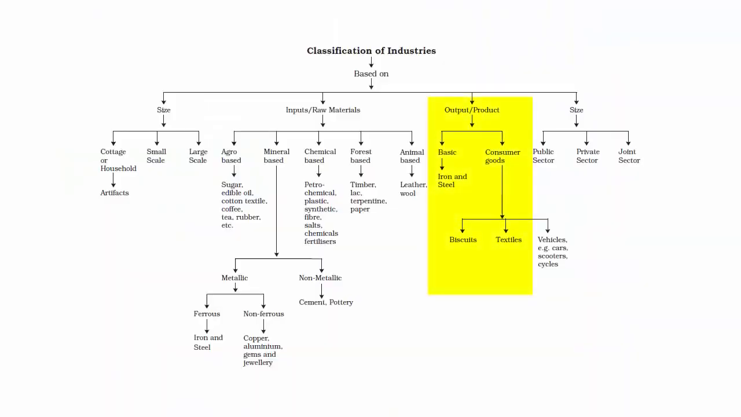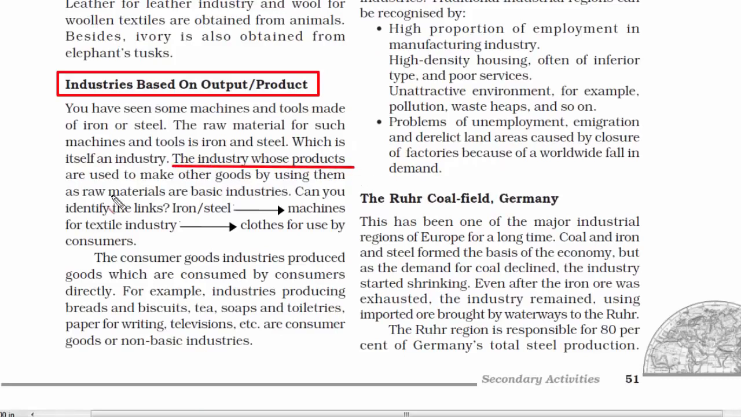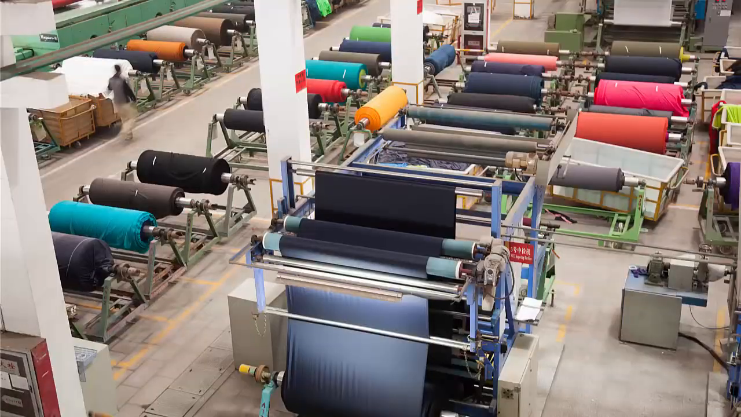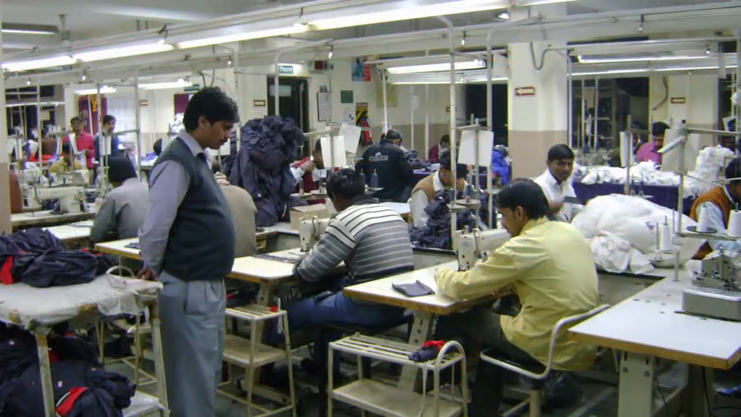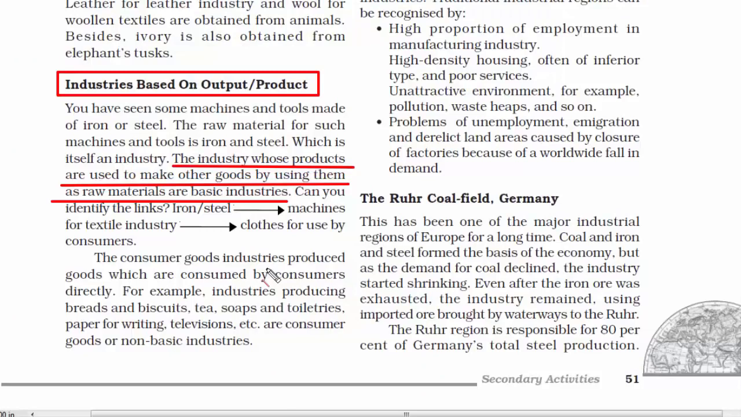Now we'll try to understand industries based on output or product. These are industries whose products are used to make goods, and by using those goods as raw materials, there are other industries making a living on it. What I mean by that is, the textile industry produces clothes, and then there are small business owners who use clothes to make various types of garments for consumers. For these small business owners, clothes are raw material for their businesses.